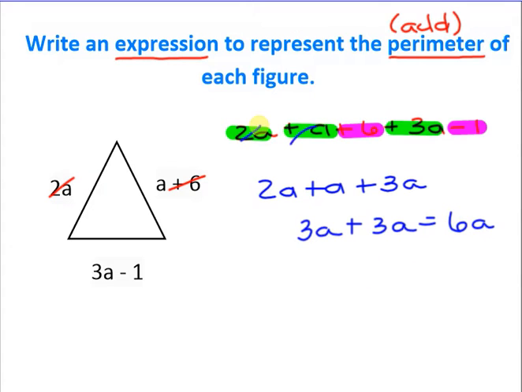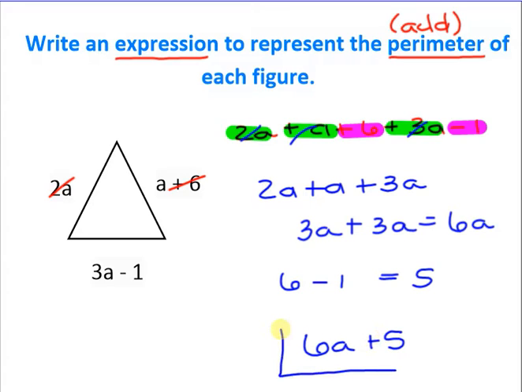Okay, so I took care of all my green. Now I have 6 minus 1, which is 5. So I've got to take my two answers and put them together for my final answer, which is going to be 6a plus 5, because my variable always goes first.